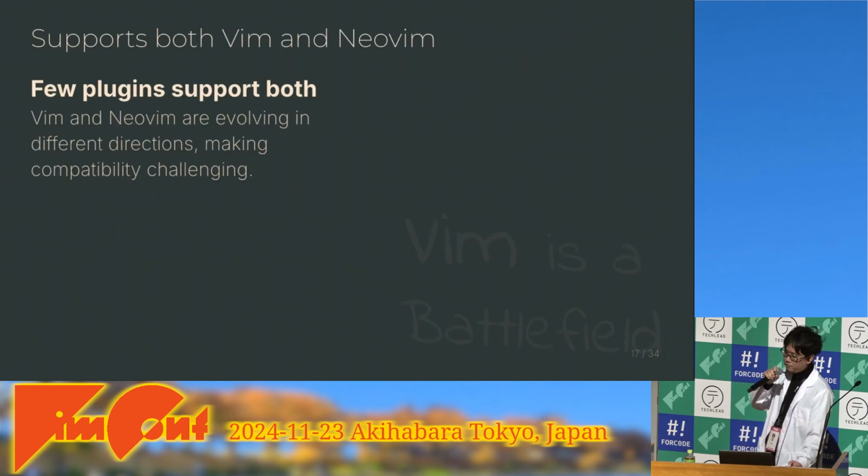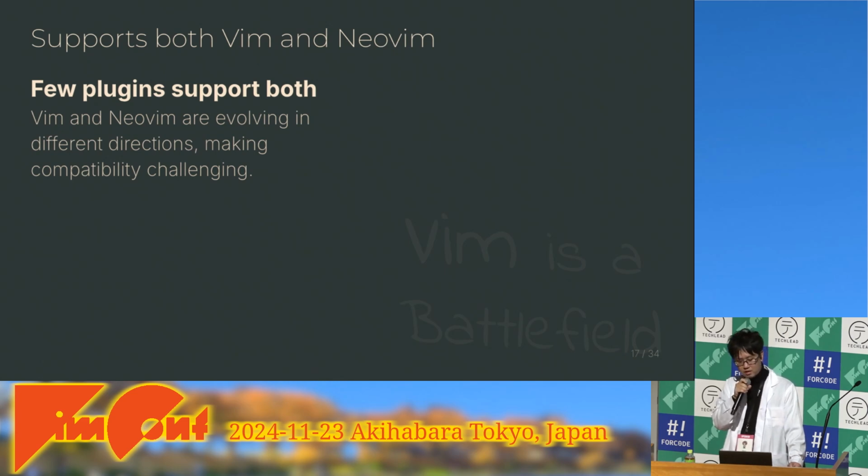Unfortunately, Vim and Neovim have started moving down different paths, with Vim embracing Vim9 script and Neovim adopting Lua as its primary scripting language. This divergence has made creating plugins that support both editors increasingly challenging over the years. That's why making Fall compatible with both Vim and Neovim became the first philosophy behind its design.